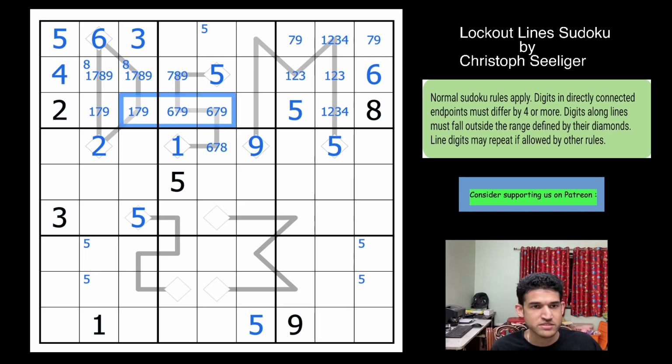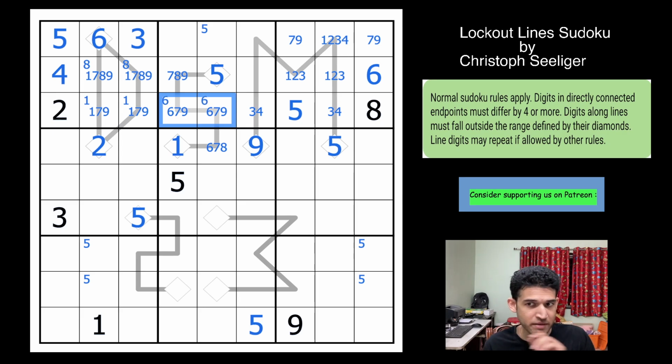And now notice these 4 cells. They are 1, 6, 7, 9 in some order, which is a quadruple. So the left out digits are 3, 4 in that row. Let's quickly put them in. And 1 must go in this domino. 6 must go in this domino.